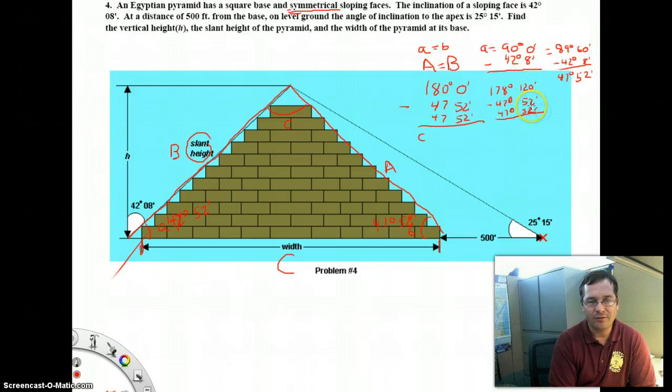So 120 minus 52 minus 52. Well, 52 and 52 is 104, from 120 that's 16 minutes. And then 178 minus 47 minus 47. Well, 47 and 47 is 94. 94 from 178, let's see, it's 6 below 100, so 78 plus 6. It's going to be about 84 degrees. So angle C is 84 degrees, 16 minutes. Oops, 16 minutes, not 16 seconds.